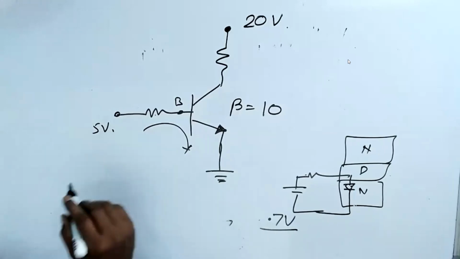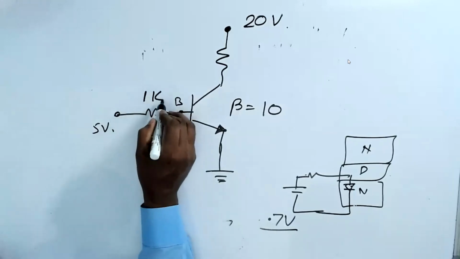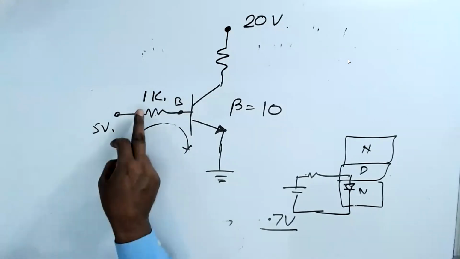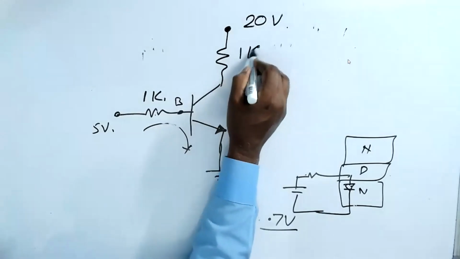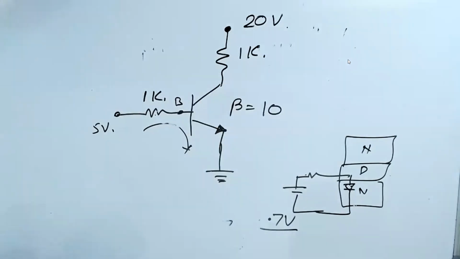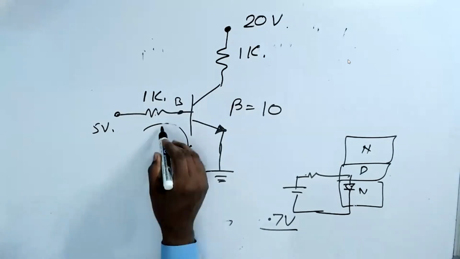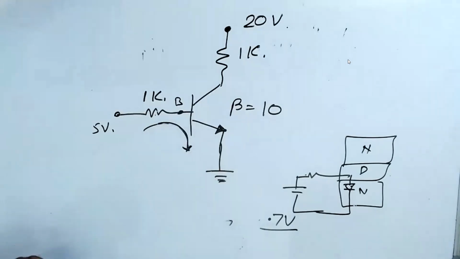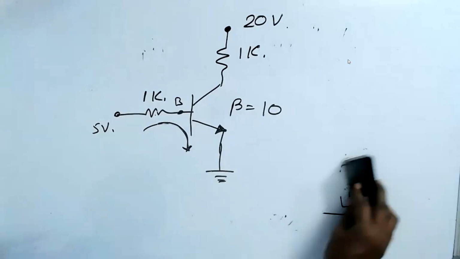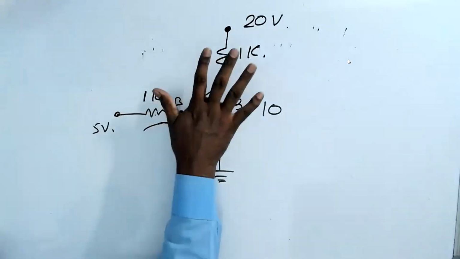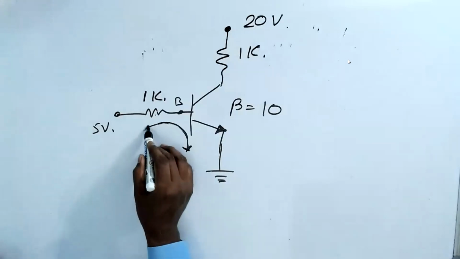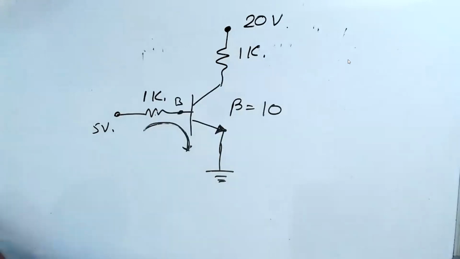Now, assuming that I put here a 1K resistor. How many resistors? 1K resistor. Okay, and let us assume this is 1K. Now, there are some steps. The steps are very clear. Please, this is pure electrical. Don't worry about it. It's pure electrical. Now, let us give a name for everything.